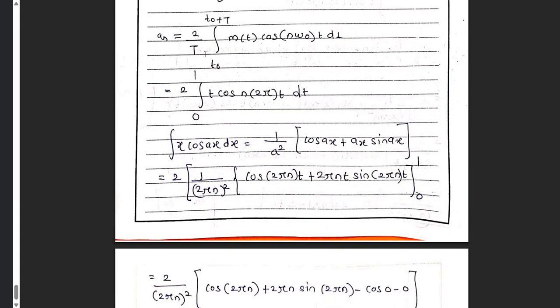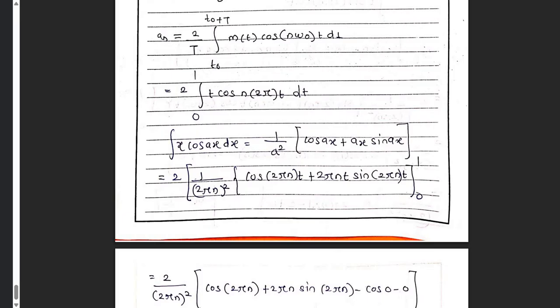Now for an, what is the formula for Fourier series, trigonometric decomposition? So an is 2 upon the fundamental period, that is T, over the same interval t0 to t0 plus T, of m of t cos of n omega 0 t dt. Now here 2 upon the fundamental period is 1, so therefore it is only 2. The limit is 0 to 1. m of t is t, so therefore that t is coming here.